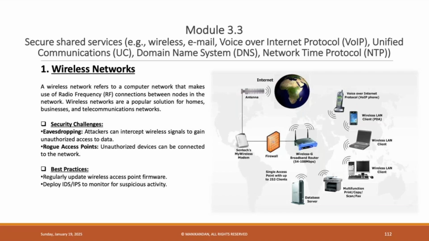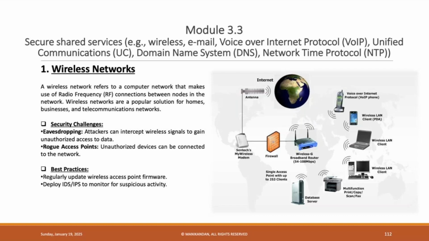So what are the major challenges? When we are talking about the security challenges, what are the primary challenges in terms of wireless networks? We have eavesdropping, where attackers can intercept the wireless signals to gain unauthorized access to the data. There is a probability of rogue access points, where unauthorized devices can be connected to the network. So what is the best practice? Regularly update the wireless access point firmware and deploy IDS and IPS to monitor for suspicious activity.